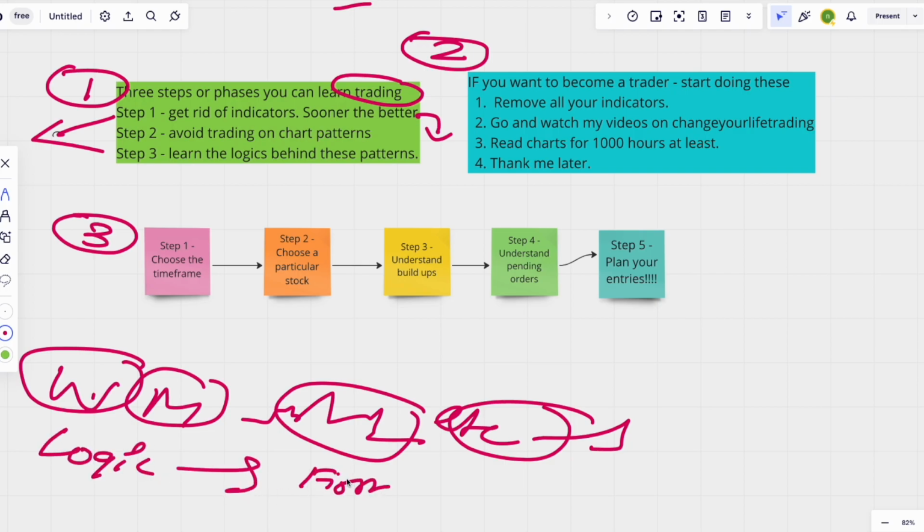This is very important. If you do not understand logics, you will not be able to identify trades. And trading is all about conviction. Believe me, guys, trading is all about conviction. If you don't have any conviction on any of the trades, you cannot make money. Maybe you can make some percentage of your capital, but trading is not about a small percentage of your capital.